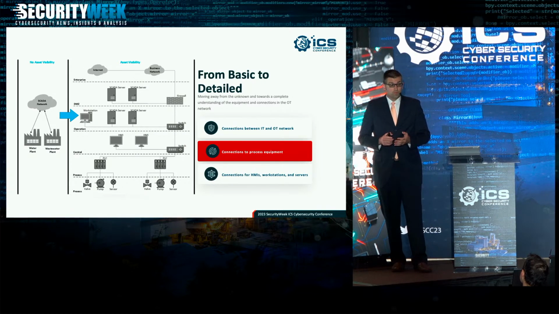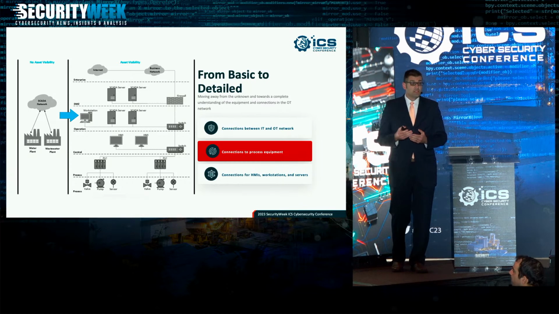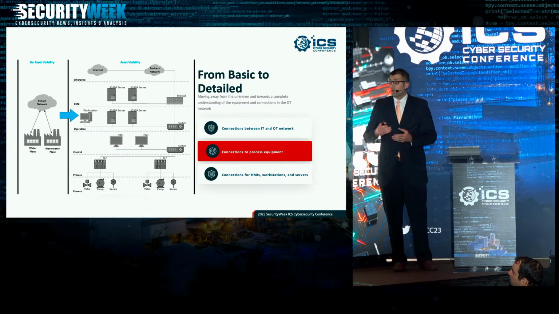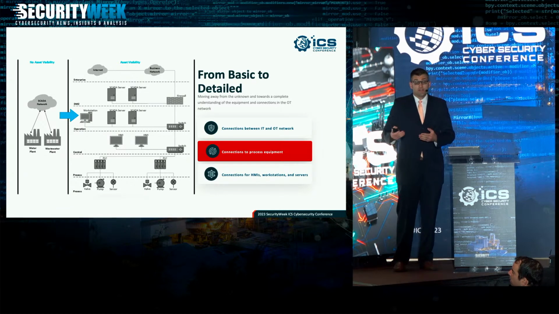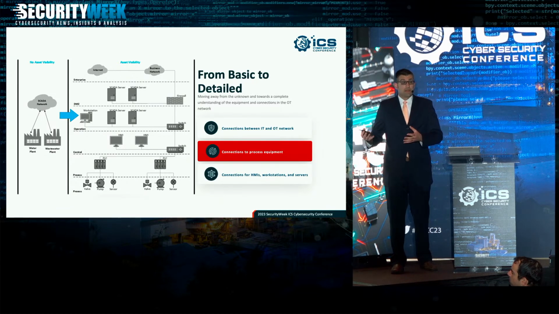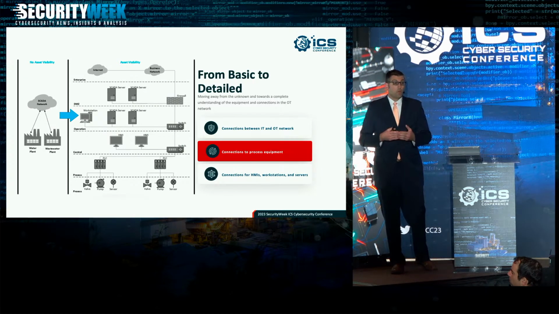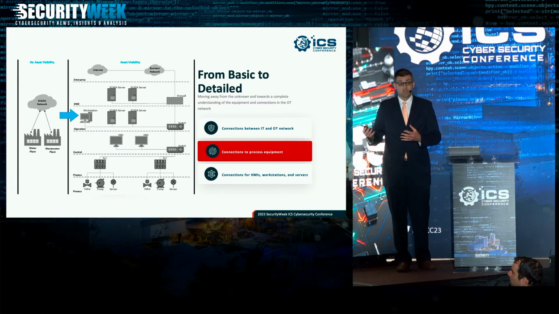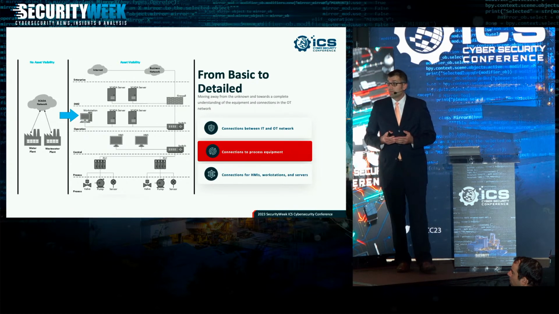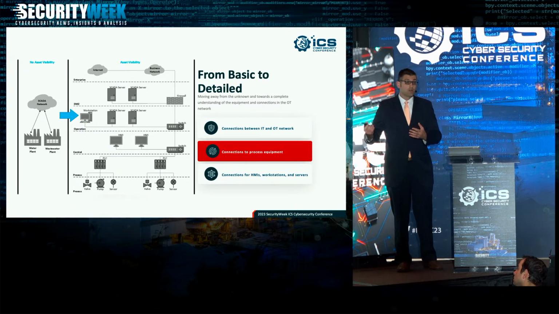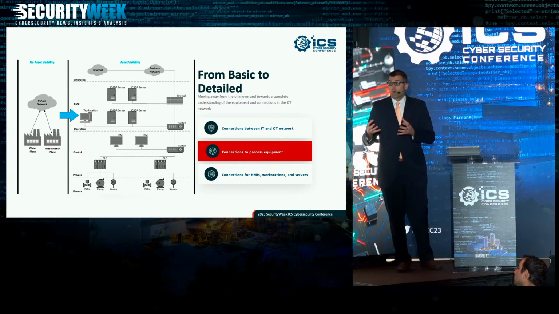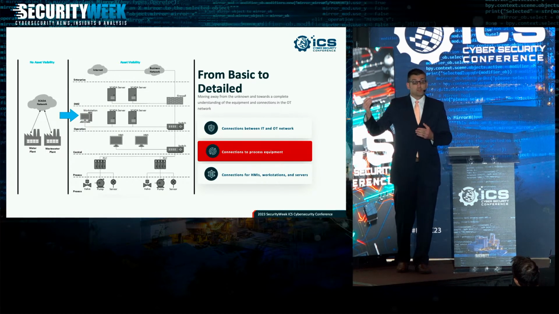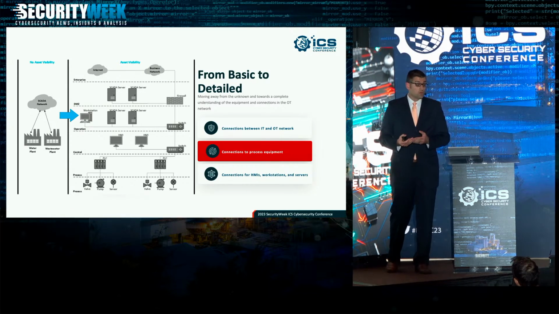We need to know where the connections are between the IT and the OT system. We need to know where our PLCs are, where our instruments are, where our sensors are all connecting into our process network. What protocols are those using? How are they communicating? Who are they talking to? Who's talking to them? And then finally, where are all our HMIs located? Where are those connections? Where are our operator workstations? Where are our engineering workstations? Where are all our servers? Making sure we know all that detailed information, and how traffic moves through our network.